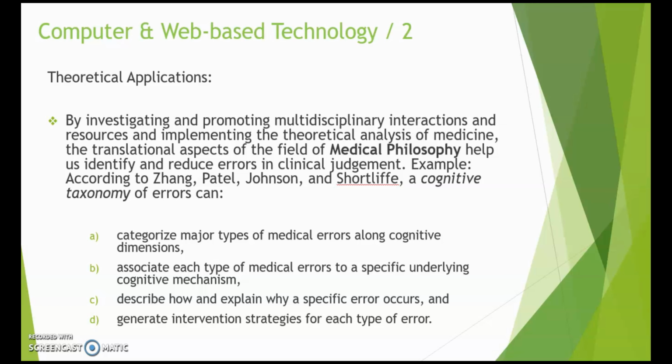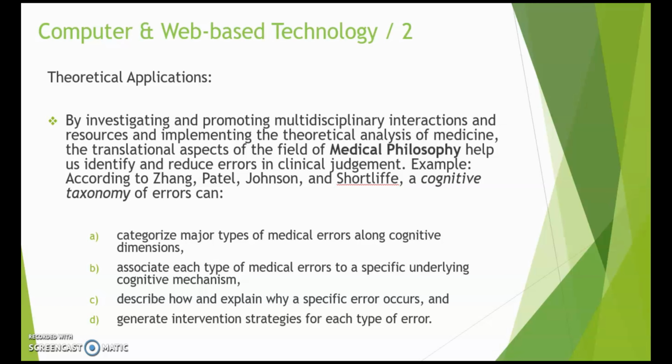According to Jean Patel Johnson Shortleaf, a cognitive taxonomy, think of this list in your mind, a taxonomy of errors, meaning clinical medical errors, can A, categorize major types of medical errors along cognitive dimensions. Again, think of this categorization process as what we just said about computers, this series of elements, series of boxes. B, associate each type of medical errors to a specific underlying cognitive mechanism. Okay, so we understand the cognitive portion of what is happening in the moment, and we can extract that aspect and virtually apply it to other areas.